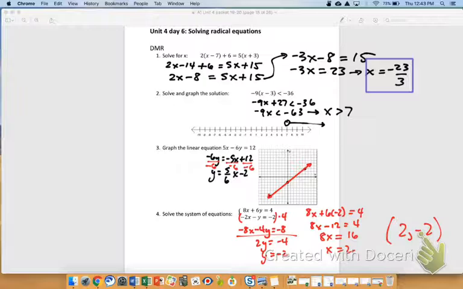Practice. How would they need to practice? What would be a good way? At home. What would they practice with? Yeah. DMR. Yeah. I agree.